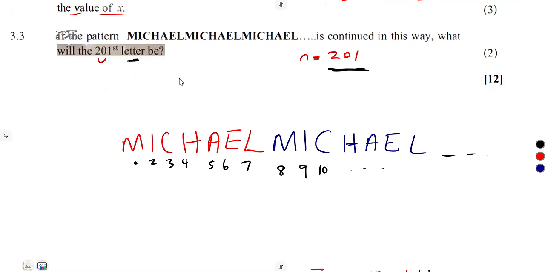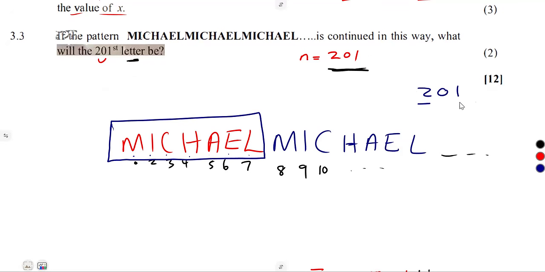So guys, do not waste your time counting up to 201. You just say, all right, the word Michael, how many letters do we see in that? There are 7: 1, 2, 3, 4, 5, 6, 7. So we are to divide 201, which is the term. So it's supposed to be 201 over 7.